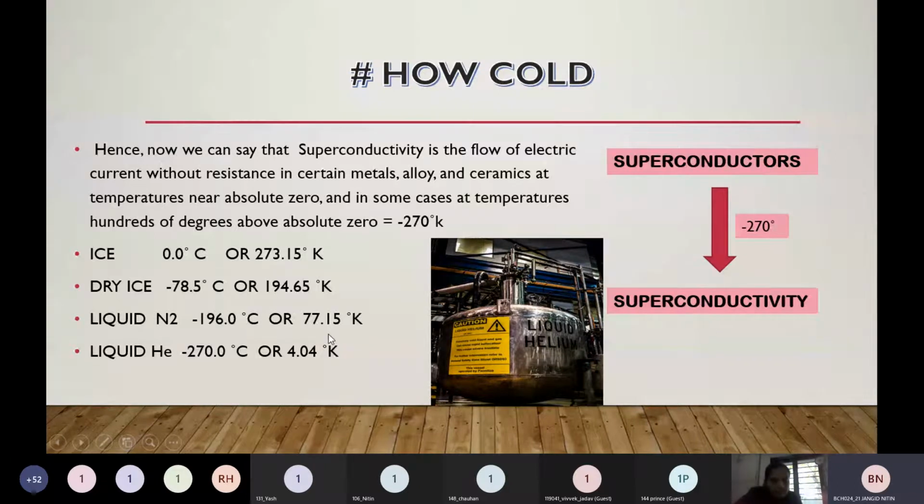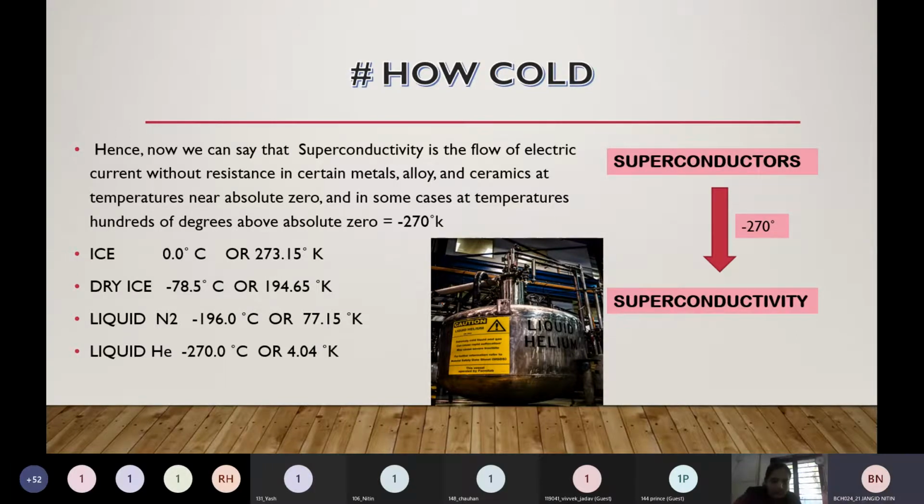If we see in this picture, the liquid helium photo is there, and here the caution is written. It is because if you try to take liquid helium in your hand, your nerves will stop working. Your body will stop working if you take it in your hand. So it is very dangerous at this temperature.